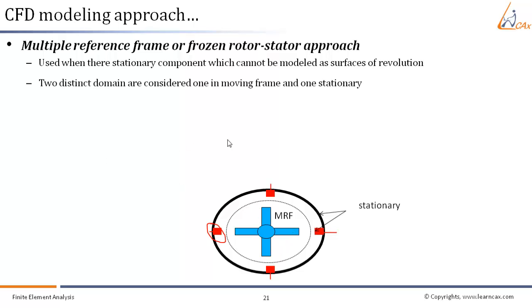So in this problem we use 2 distinct domains which are considered. One is the moving frame and the other is stationary. So this is particularly stationary, all this, and this particular region enclosed by the dotted line is considered as the moving reference or the moving domain. An interface is defined between the stationary and the rotating fluid zone. So this dotted line is called the interface.